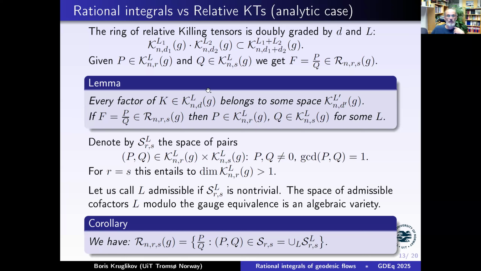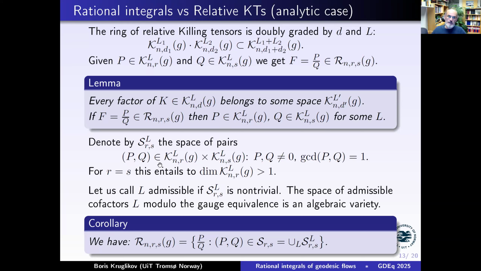Okay, so here are a couple of easy statements. So first, whenever we have a relative Killing tensor, and if it's factorizable, then every factor is also a Killing tensor for some smaller degree d and some different cofactor L. Okay, and if we have a rational integral P over Q, of bidegree r, s, then P and Q, they both are going to be Killing tensors of the same cofactor, right? And well, their degrees will be r and s.